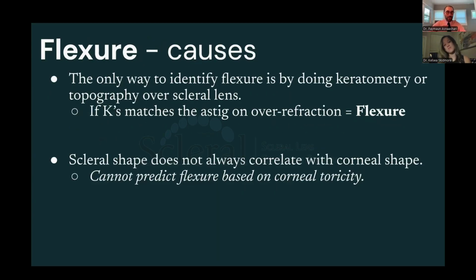Okay, here are some causes for flexure, and really the only way to identify flexure is by doing keratometry or topography over a scleral lens. If the Ks match the astigmatism on your over-refraction, then that usually leads to flexure. And the scleral shape does not always correlate with corneal shape, and you cannot predict flexure based off corneal toricity.